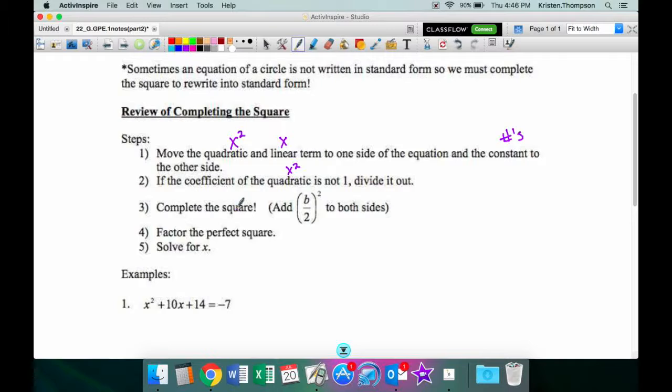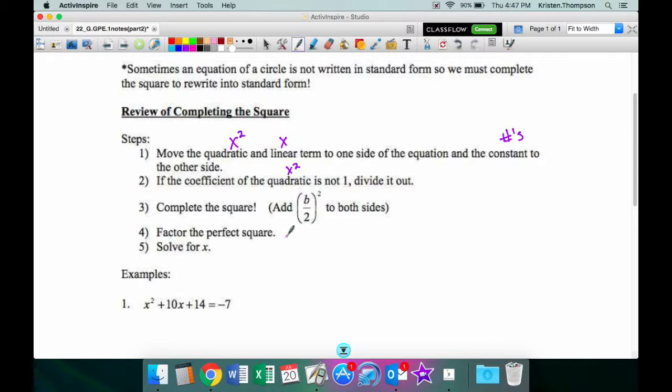The next step is the completing of the square. We're going to add half of the b term over 2 squared. In other words, half of the linear coefficient squared to both sides. This is actually creating a perfect square binomial. After you've completed the square, you'll move on to step 4, factoring the perfect square on the left-hand side.